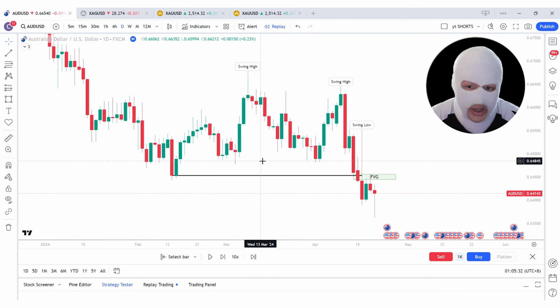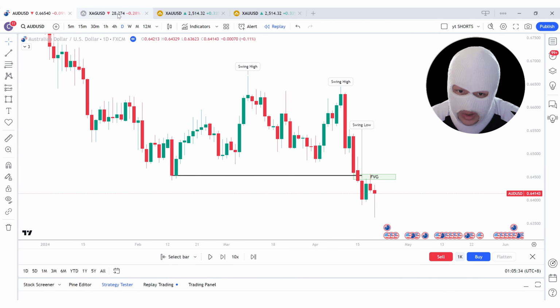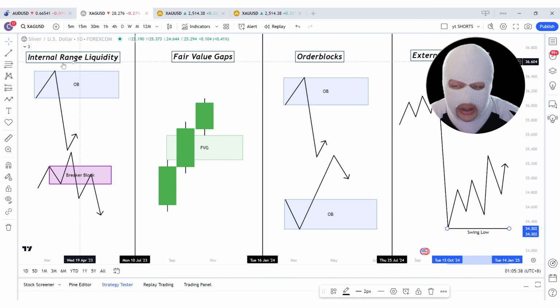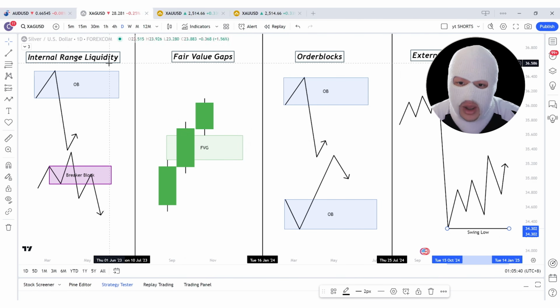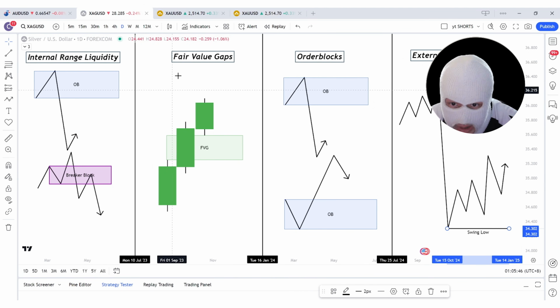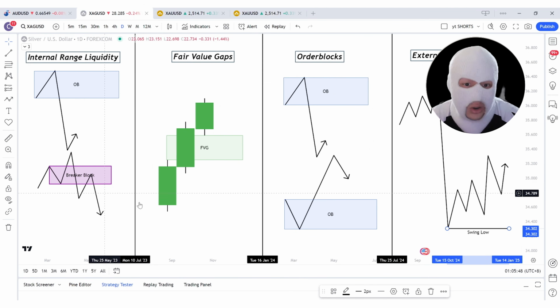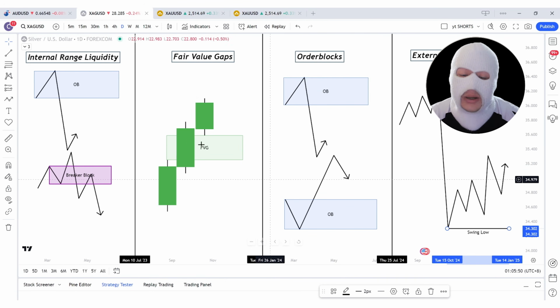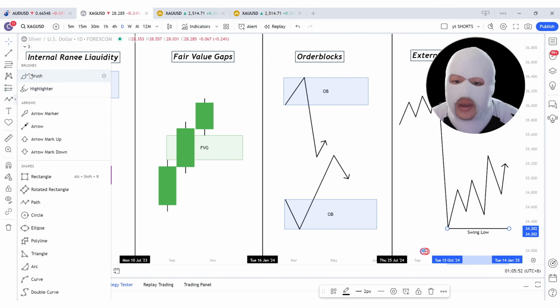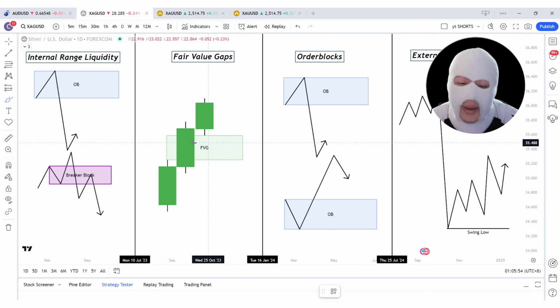Now, let's quickly recap a key concept I've mentioned in previous videos: the IRL, or internal range liquidity, and ERL, the external range liquidity. Internal range liquidity are things like your fair value gaps, your breaker blocks, and order blocks. To put it simply, these are points in the chart with a huge number of unfilled pending orders.